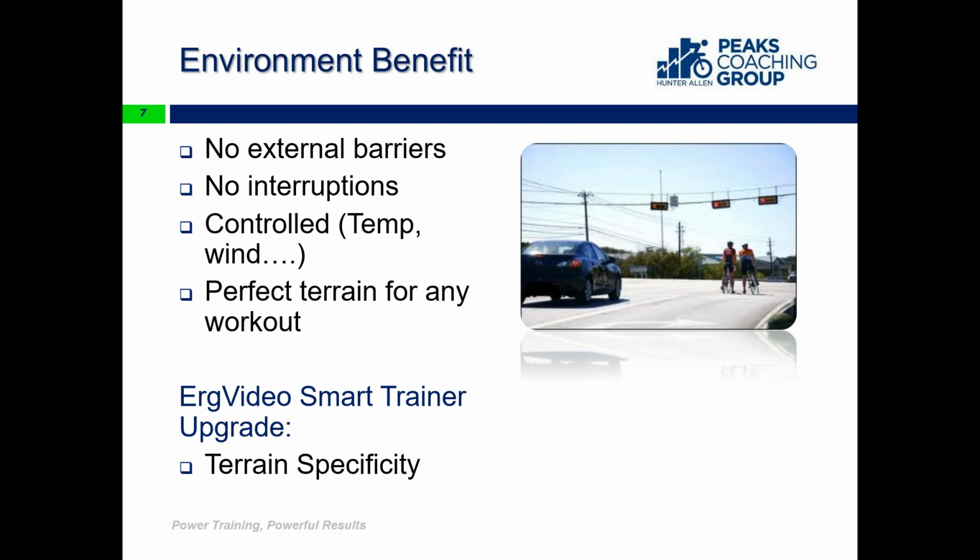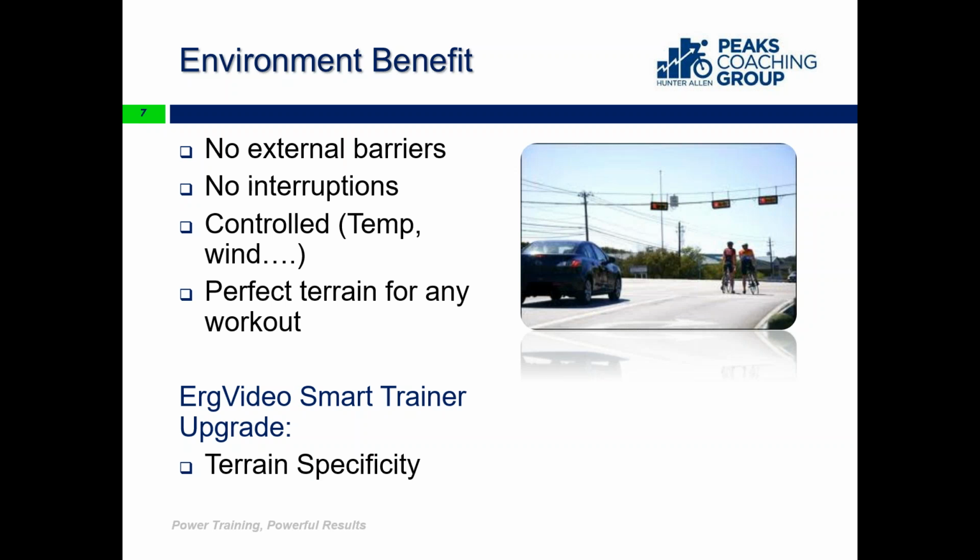And you can pick the perfect terrain. And I think this is one of the biggest upgrades we've seen and something that ErgVideo makes great for me as a coach. Historically on trainers, for those of us who can go back five years, even ten years, you really only had one option of terrain. It was called flat and flatter. You got on and you rode. There was a very steady resistance. You could change that resistance up and down and vary it, but the reality was the terrain was flat.